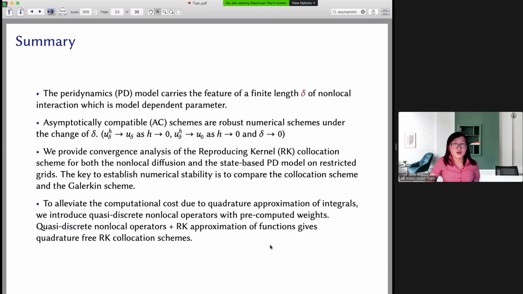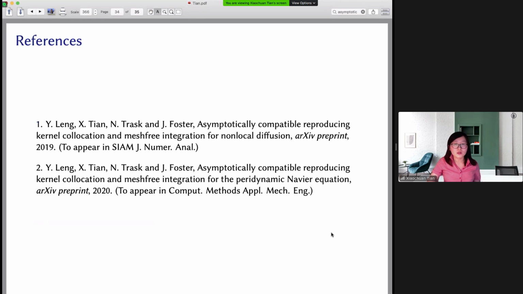Okay, so to sum up, we see that in the peridynamics models, delta plays a very important role where it could be changed. And we want our numerical schemes to be robust under the change of delta. So the purpose of using this RK collocation is that on the one hand, we want to show some rigorous convergence analysis, and on the other hand, we want it to be computationally efficient and easy to use. In the end, we've managed to show some numerical analysis, and I believe this is not hard to use, especially when you use the quadrature-free version of it.